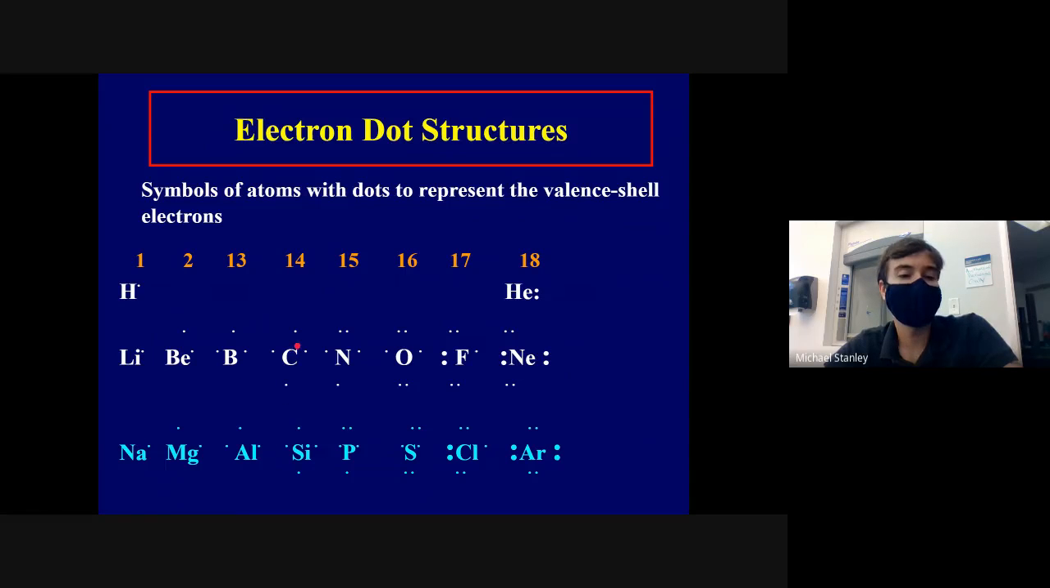So again, notice carbon and silicon are in the same family, and so they each have the same number of valence electrons: 4 for carbon, 4 for silicon. Same with nitrogen and phosphorus, they both have 5, and oxygen and sulfur both have 6.